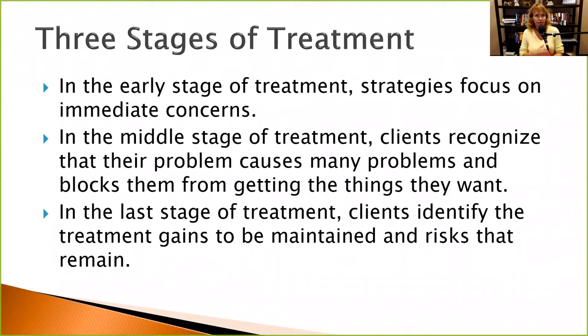Once you have a feel for how group develops, then we need to start thinking about the stages of treatment. In the early stage of treatment, strategies focus on immediate concerns. You think of Maslow's hierarchy. You want to make sure they've got their meds, they're stable on any meds they need to be on, they've got adequate nutrition, a safe house, transportation to get to and from group, and they're able to deal with any vulnerabilities, start preventing vulnerabilities, and start developing distress tolerance skills.